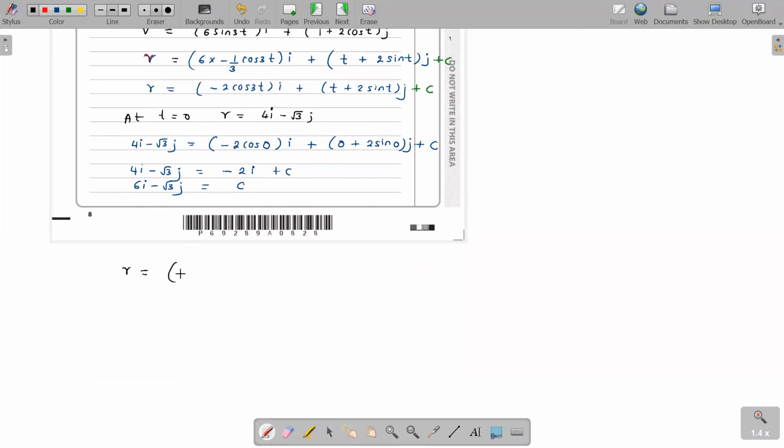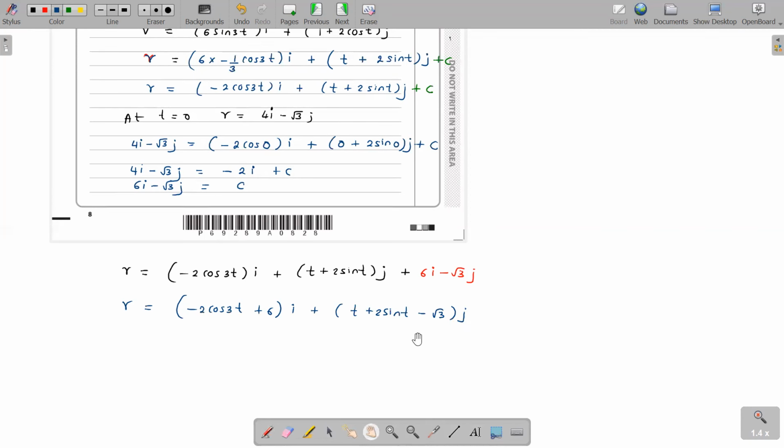So let's input that into our r equation. r becomes equal to minus 2 cos 3t times i, t plus 2 sine t times j, plus the c value, 6i minus root 3 j. Shall we put the i values inside the i bracket and the j values inside the j bracket? So you get minus 2 cos 3t plus 6 with the i, and inside the other bracket, t plus 2 sine t with minus root 3 for the j components.